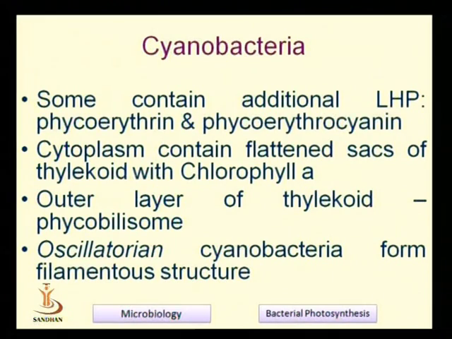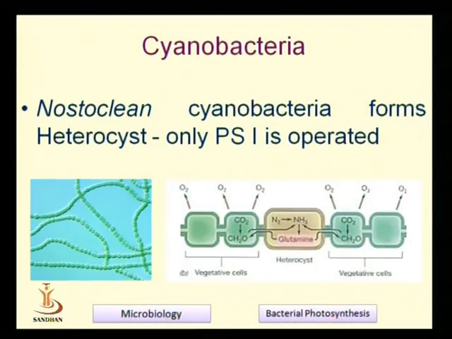We will take two examples of cyanobacteria with their special features. Oscillatorian cyanobacteria form a filamentous structure, as you mentioned very recently, that though they are unicellular, they form a filamentous structure, and it is also called a trichome. The other is Nostoclean cyanobacteria. This is very interesting because we have given maximum credit to cyanobacteria for creating our environment and for being the first living system on this earth.